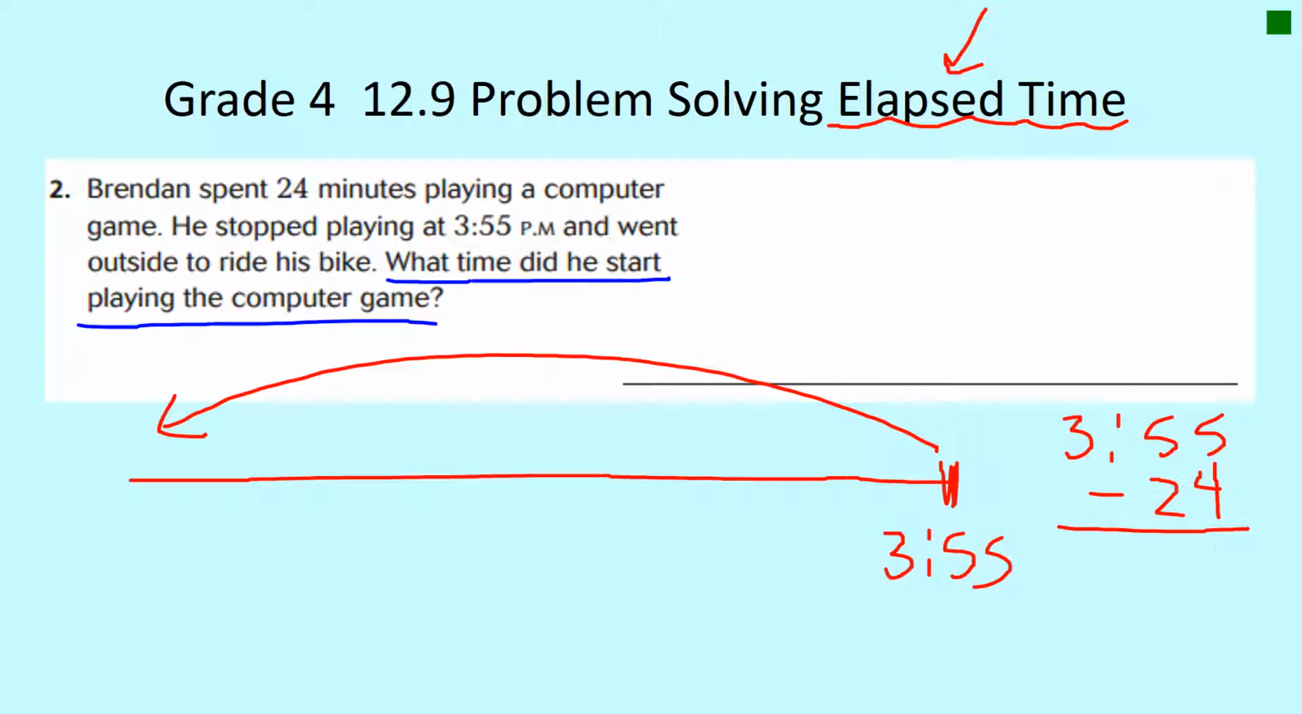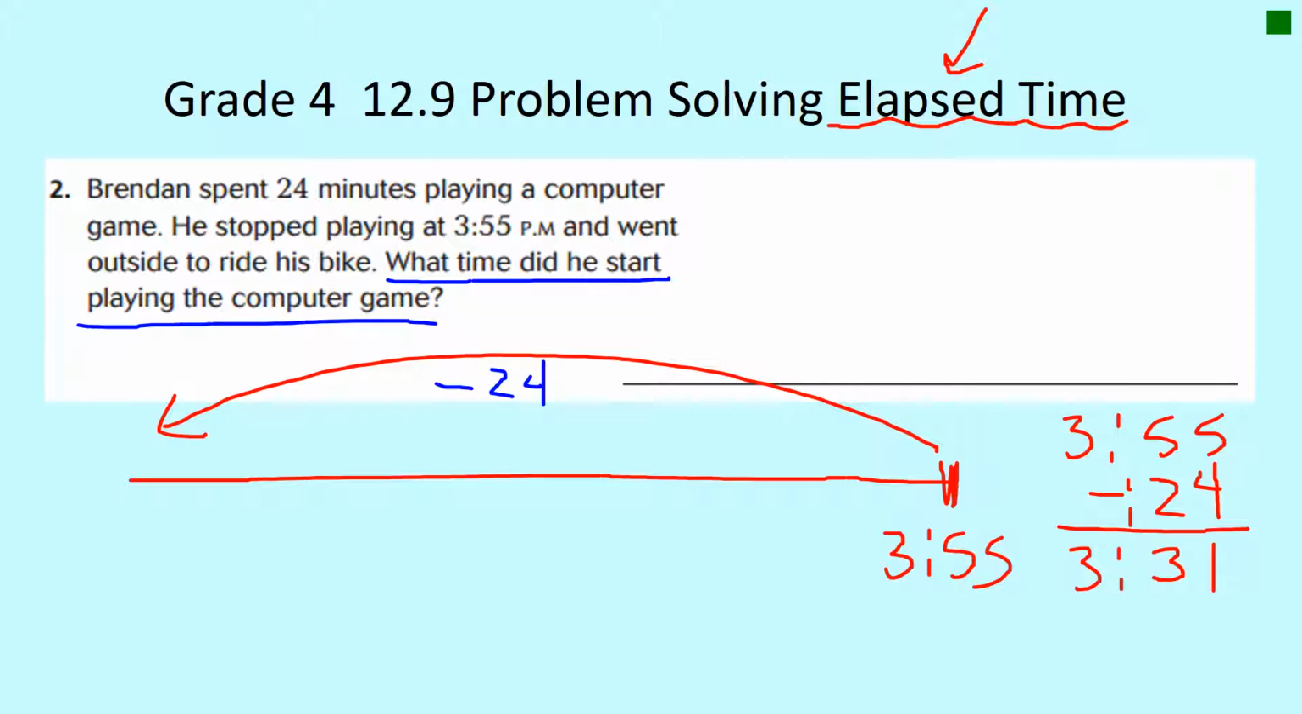5 minus 4 is 1. 5 minus 2 is 3, and then my hour, 3. So subtraction actually worked for this, and the reason is because we didn't have to pass over the 12 o'clock hour or the 55, 56, 57, 58, 59, 60. You don't go right to 61, do you? You go back to 1, which is why I like to use an open number line, and I'll show you what that means. We know that we have to go backwards 24 minutes.